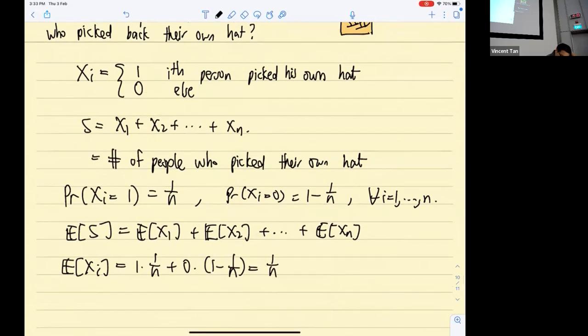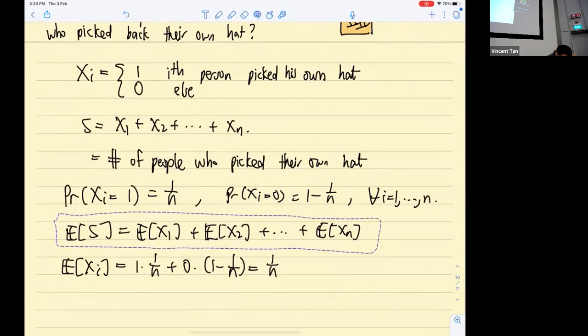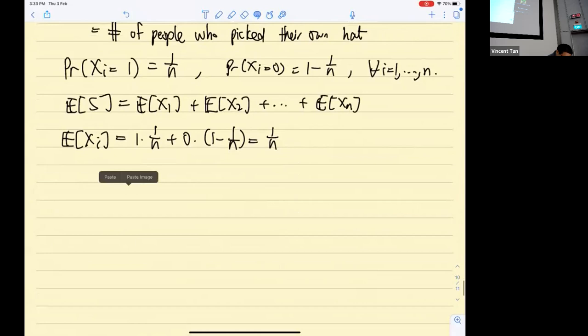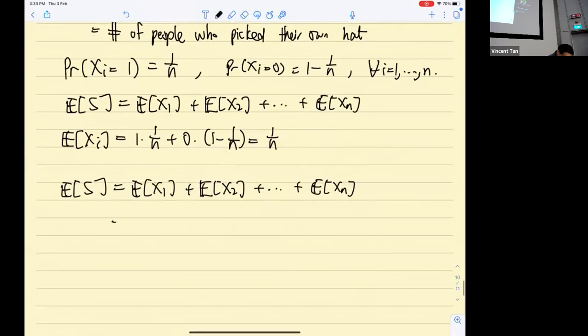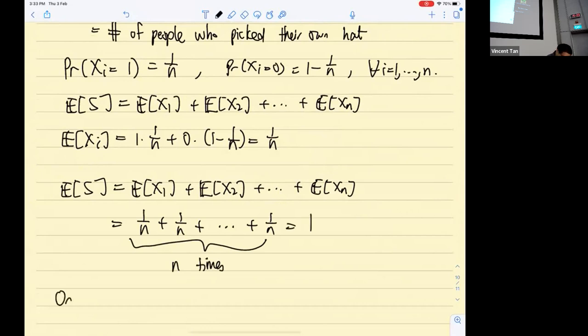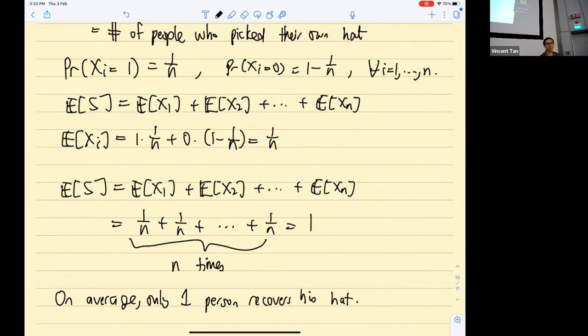Plugging this calculation into this sum here, we have 1 over n plus 1 over n plus dot, dot, dot, plus 1 over n. And how many times do we have this? n times. This is 1. So on average, only one person recovers his hat. This is a little bit surprising, if you wish. Sorry, I'm only mentioning men here, but let's say there's a woman involved in this game also.